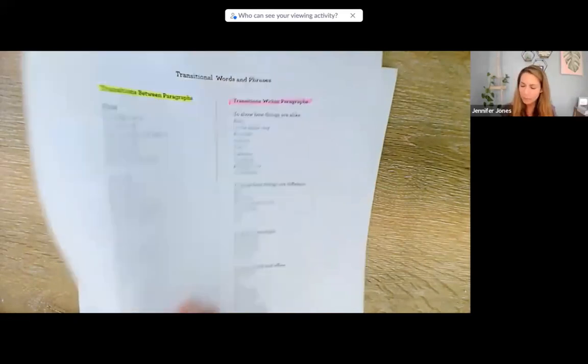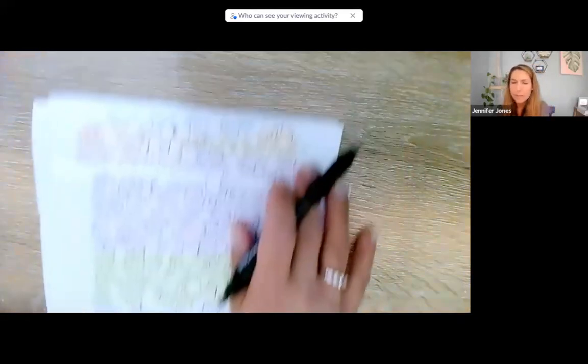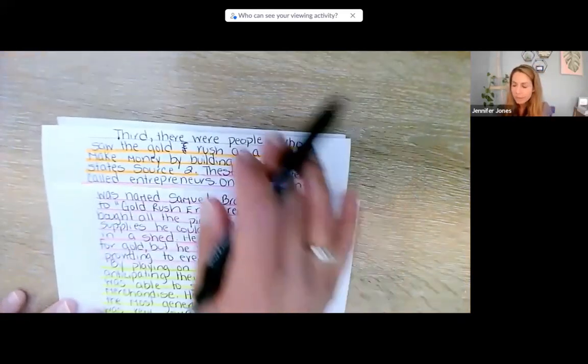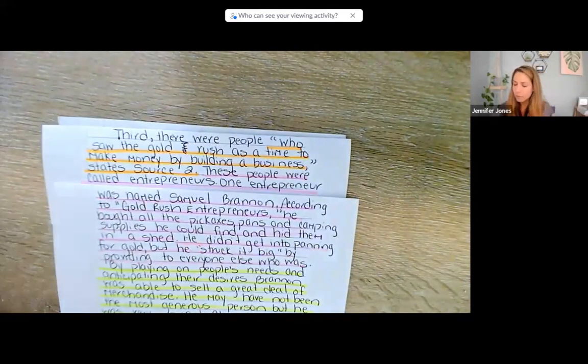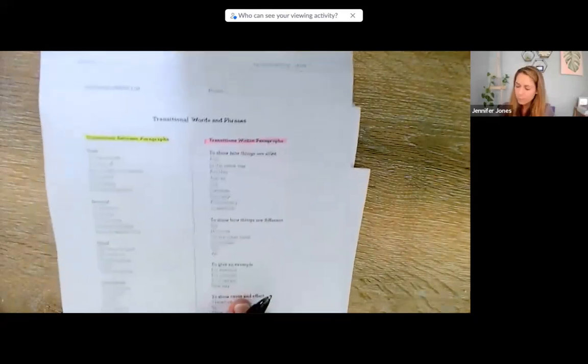So the way that's going to work, I'm going to model that for you. This is my T3 paragraph, right? So T3, I had started it with third. That's a boring, basic transition word. I want to challenge myself. So I'm going to go ahead and look at this word list.